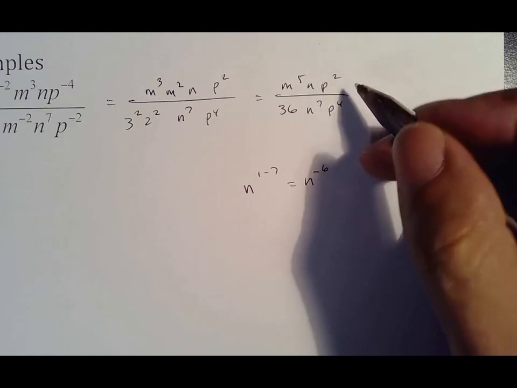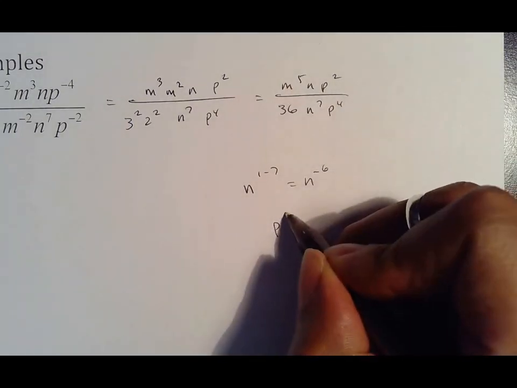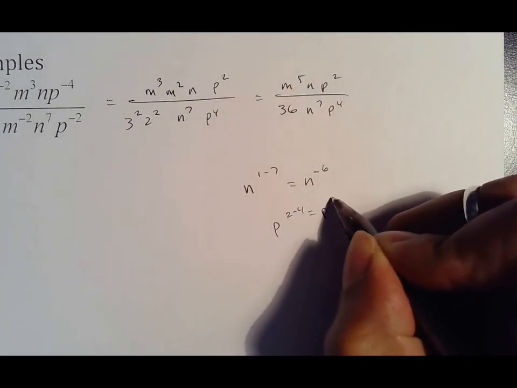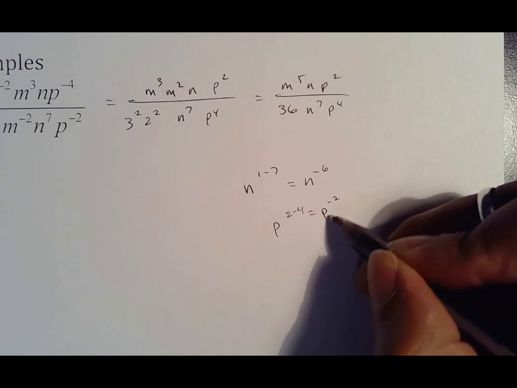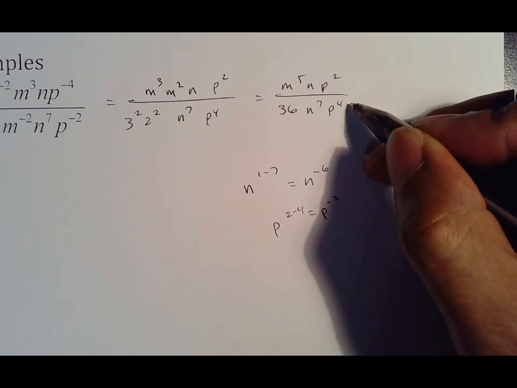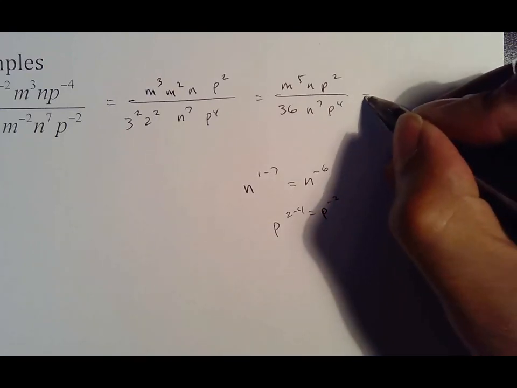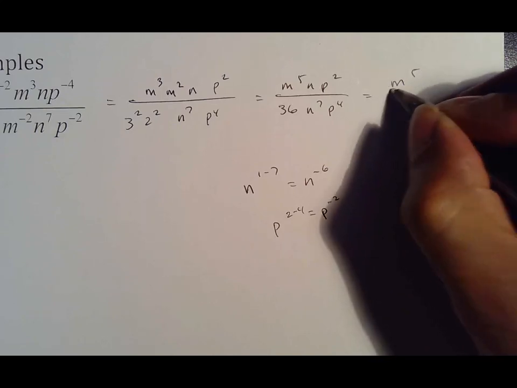I can do the same thing in my scratch area here with the p's. P will go to the 2 minus 4, which is a negative second, which obviously means p should go on the bottom. And I can see that because there's more p's on the bottom. So my answer is m to the 5th.